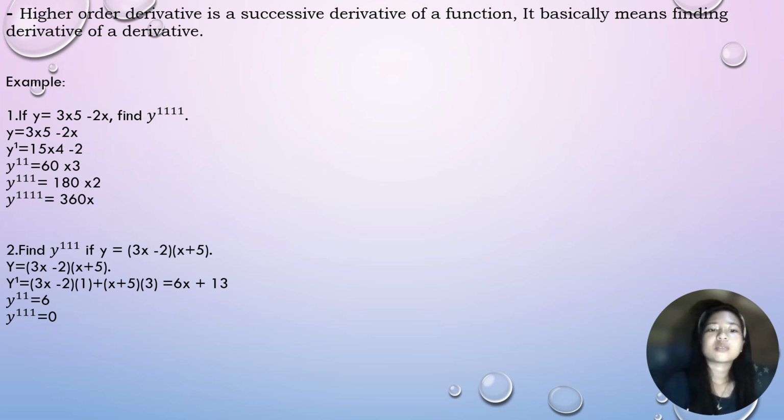Number 2 is find the third derivative if we have the given y is equal to the quantity of 3x minus 2 and x plus 5. So the derivative of this, y prime, is equal to 3x minus 2 times 1 plus x plus 5 times 3, which is equal to 6x plus 13. The second derivative of this is 6x. Then the third derivative, which is the derivative of 6, is 0. So the third derivative of the quantity 3x minus 2 and x plus 5 is 0.